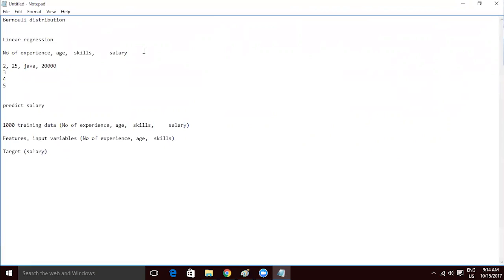Now I have 1,000 training data consisting of number of experience, age, skills, and salary, and I have to predict the salary based on the features. This is a linear regression problem because salary is a continuous variable. We'll anyway discuss continuous and discrete variables. Since it is a continuous variable, this is a regression problem. I'll apply linear regression to the features and target, and then create a model and save the model.